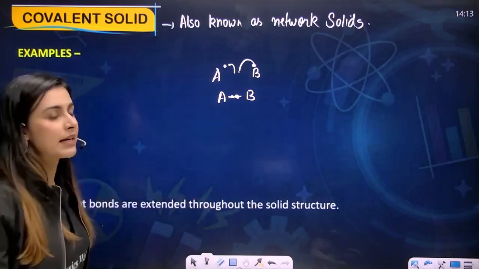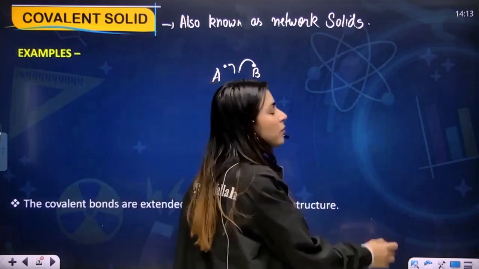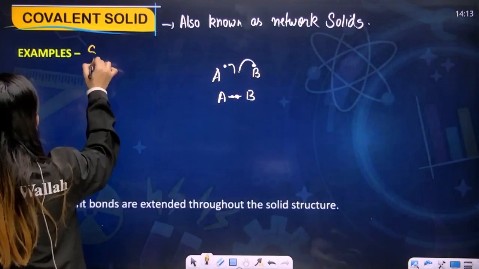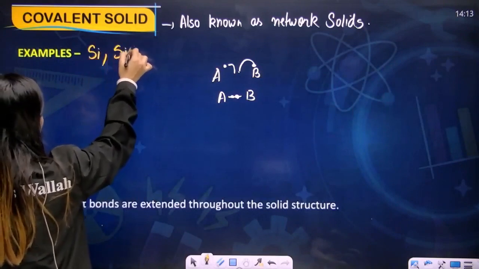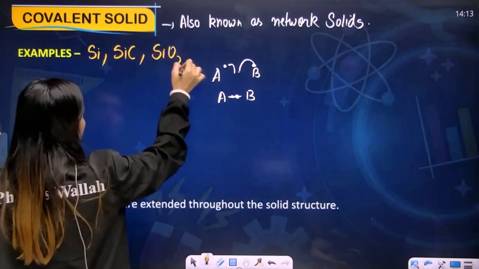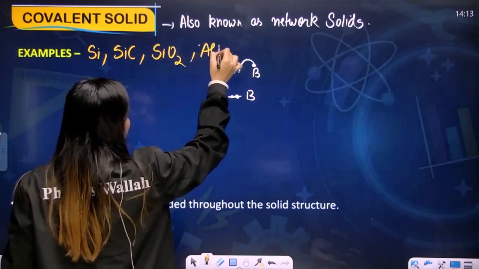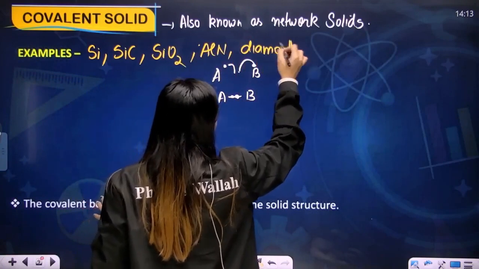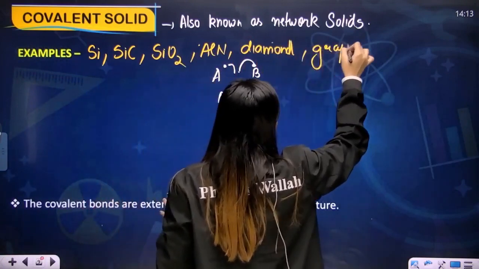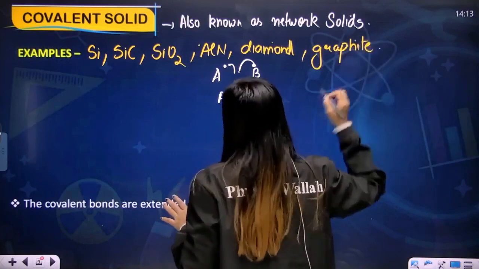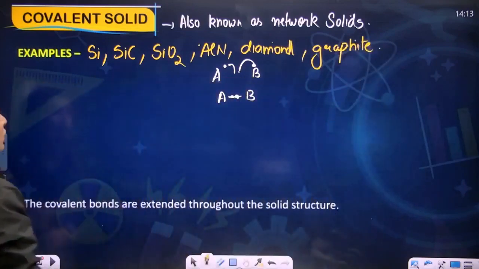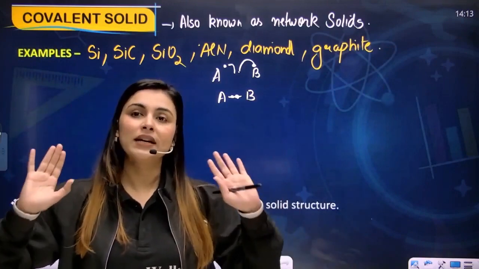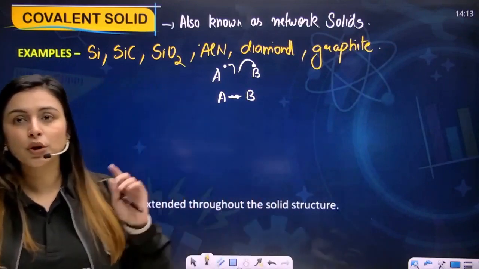Okay, now let's take examples, and you only need to remember these examples. You don't need anything else other than that. The examples are silicon, silicon carbide, SiO2, AlN, diamond, and graphite. These are the few examples that you need to remember for covalent solids. I hope you're clear with this.